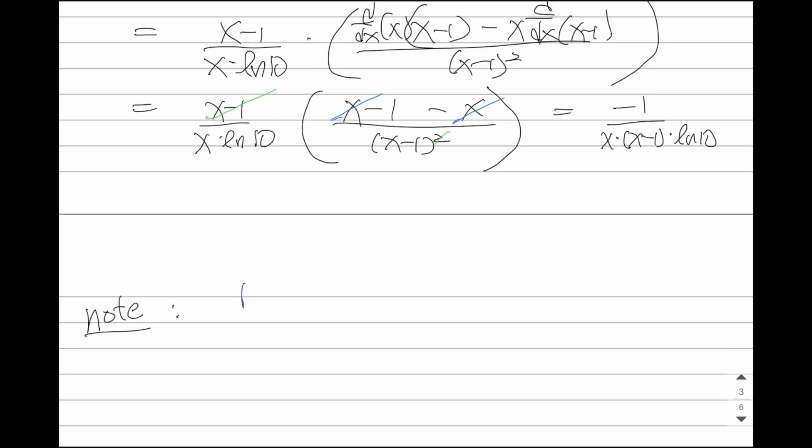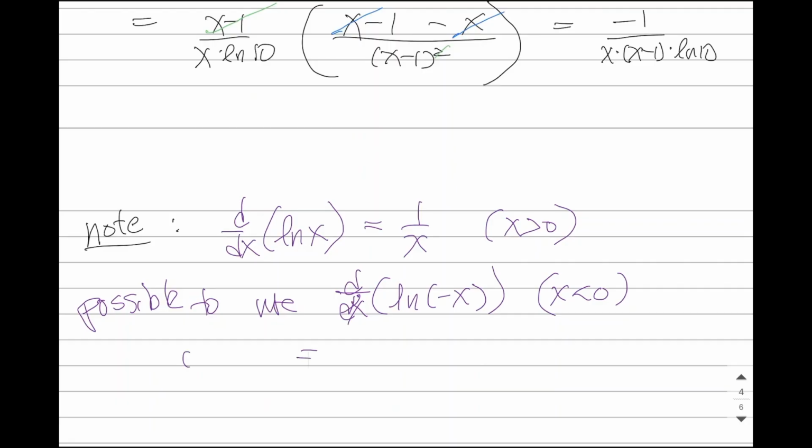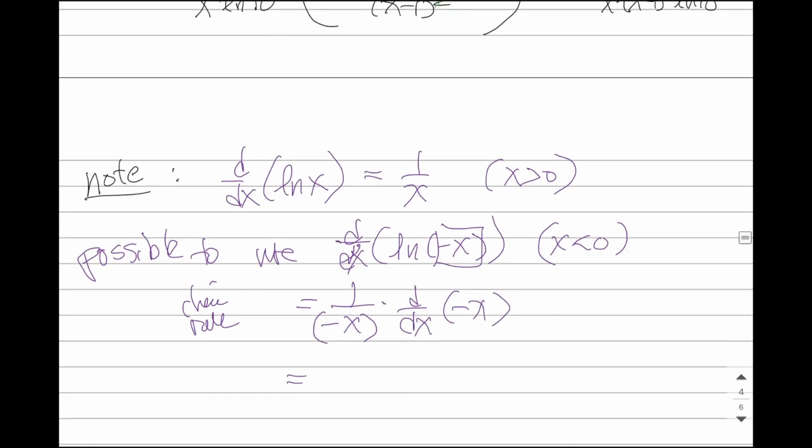Now there's a bit of a note here that I want to make. The shortcut formula for the natural log is given by this, and in this case the domain is x greater than 0. Now for some reason you may want to take the derivative of the natural log of negative x where x is on a negative domain. If that's the case, then you could use the chain rule, and the chain rule would say, okay, the derivative of the natural log of something would be 1 over the something times the derivative of that something. You'd end up with a negative 1 over negative x, which is 1 over x.